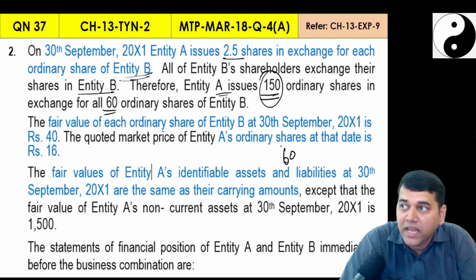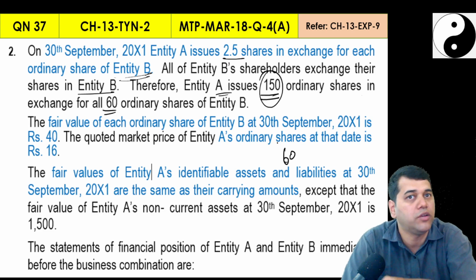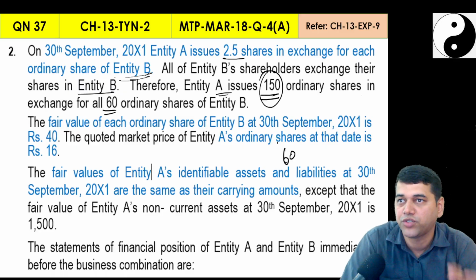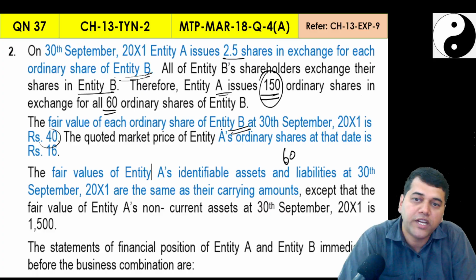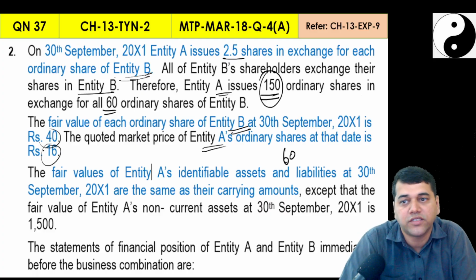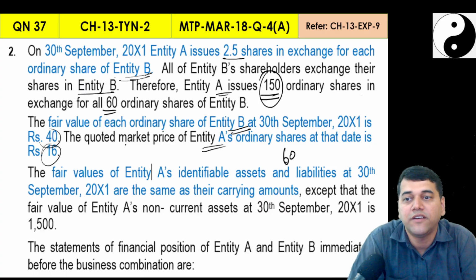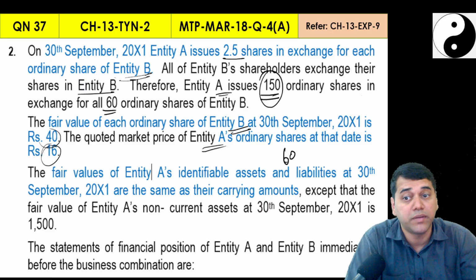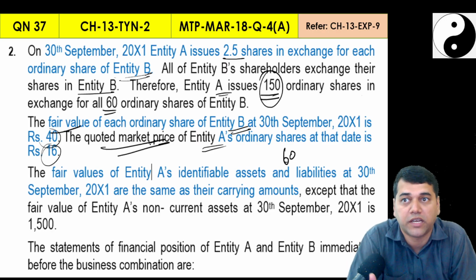Now, how many A had? We'll see. In the previous question, we had to calculate it. In this question, they only told you legally how many number of shares were issued. The fair value of the ordinary shares of B is 40 and quoted market price of entity A is 16. That means A is a listed entity with the fair value of 16 rupees, a very small company, but B is an unlisted company. That's why they gave you the fair value for them, and the quoted market price for A.